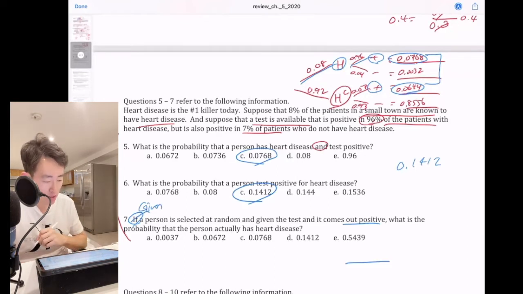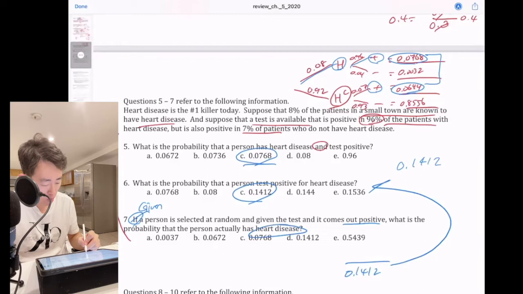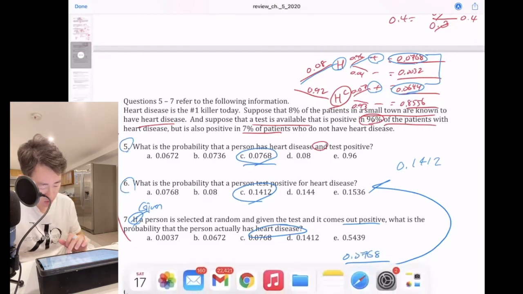So the probability is out of this number that we found from question 6. What is the probability that the person actually has the heart disease? Well, that's 0.0768. So it's literally question 5 over question 6. I believe when you do that, you should get about half.